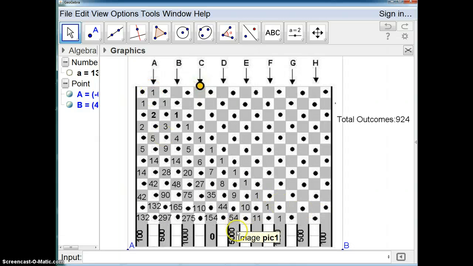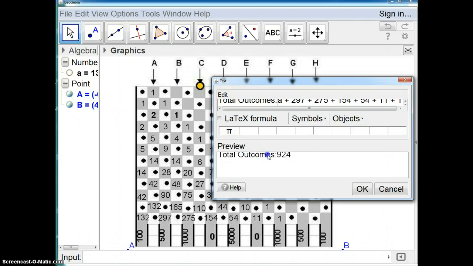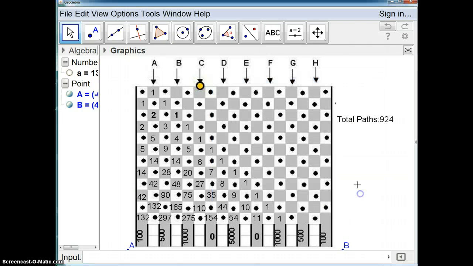Now, when I say outcome here, what I should really say is total paths. Because there are really only five different outcomes: either $100, $500, $1,000, $0, or $5,000. There are 924 paths to get to those various outcomes, though.